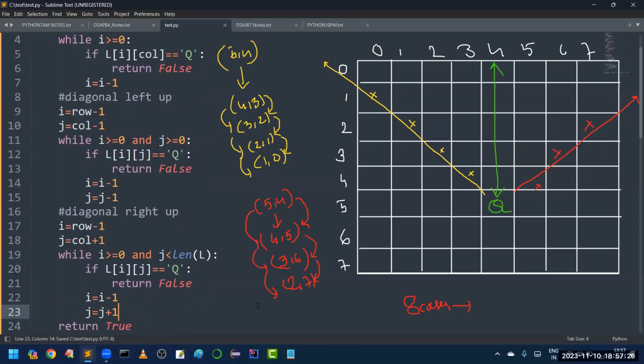Sir, please confirm, is these three cases how we implemented? Is it clear for you people? Yes, sir.